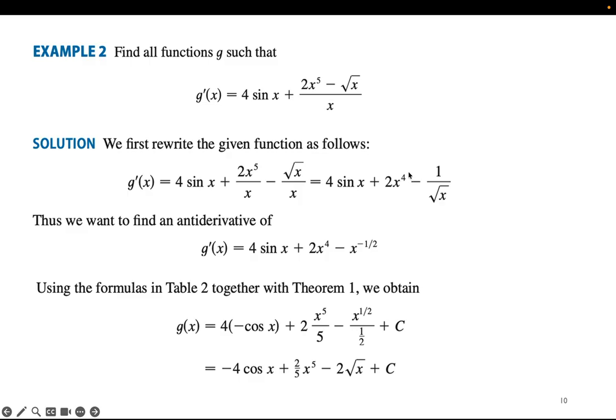The 4 here, add 1 is 5, divide by it. So 2x to the 5th divided by 5. 1 over x root of x, rewriting it, is x to the negative 1/2. Right? Root of x is the power 1/2, so you bring it on top as negative. Again, applying the power rule, add 1 is 1/2, divide by 1/2 is the same thing as multiplying by 2 in front. So you can check that this is the g of x.